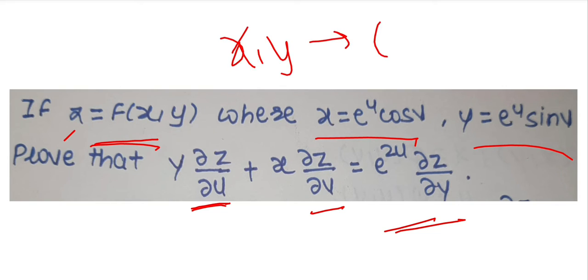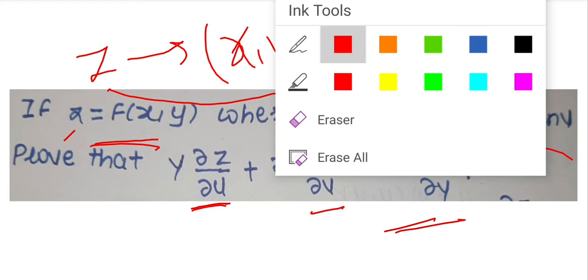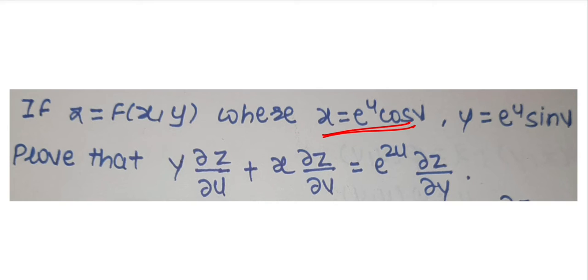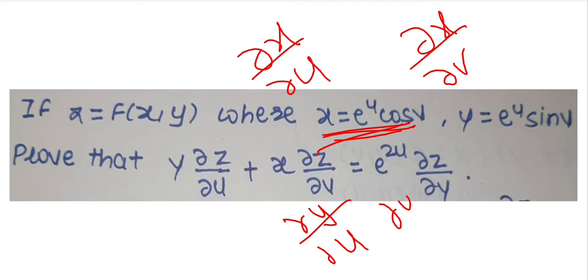Here x and y both are functions of u comma v, and z is a function of x comma y, that is z is a composite function of u comma v. Now first we will find delta x upon delta u, that is partial differentiation of x with respect to u, and we will also find delta x upon delta v. Similarly, we will find delta y upon delta u and delta y upon delta v. So why are we going to find these four terms before?